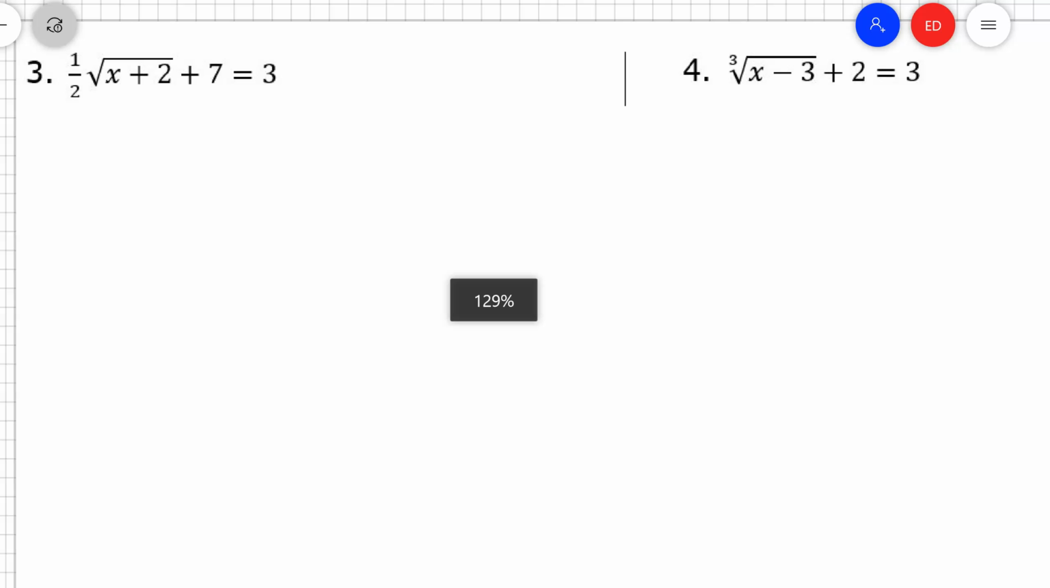For number 3, there's a lot going on. But remember, we just need to get everything away from that radical before anything else. So this radical is important to get everything away from. I'm not going to start with that fraction just yet. We are going to subtract both sides by 7.